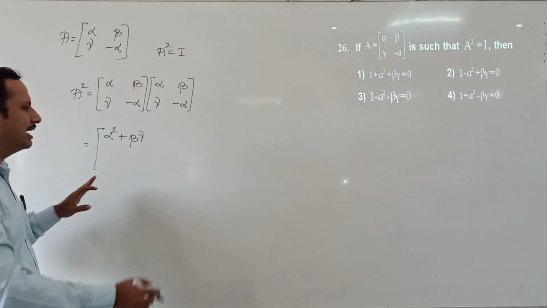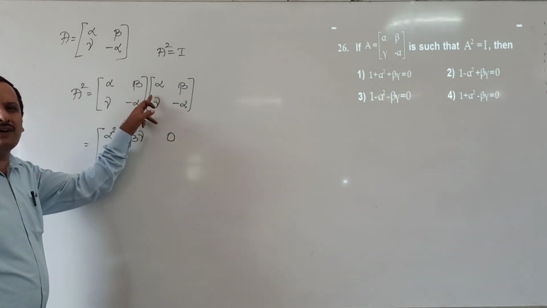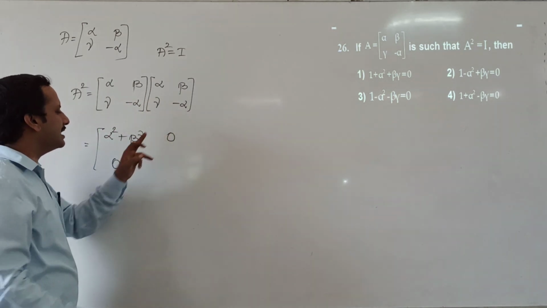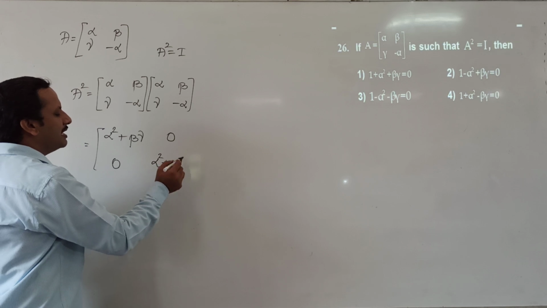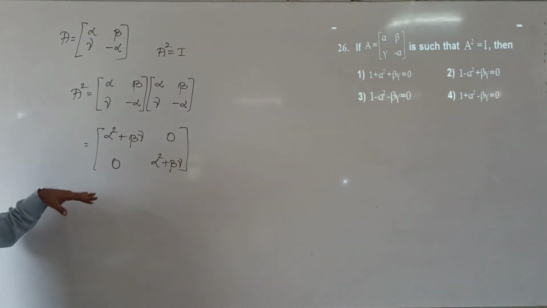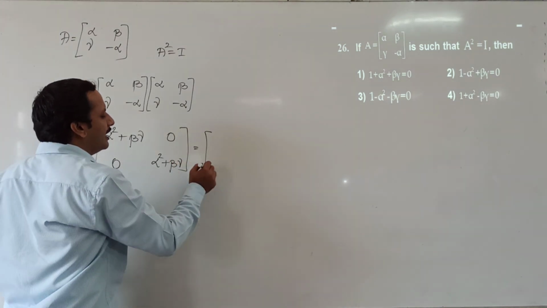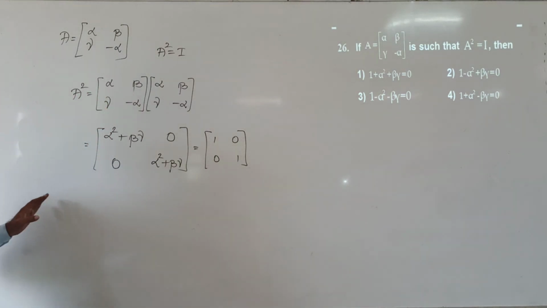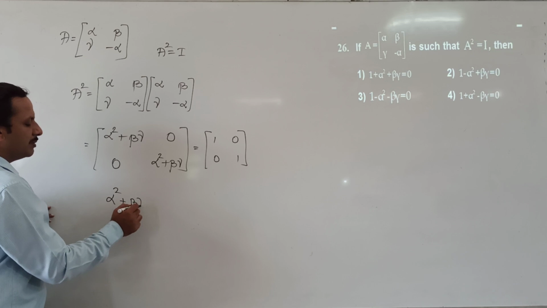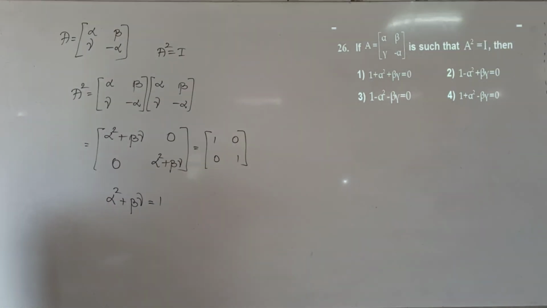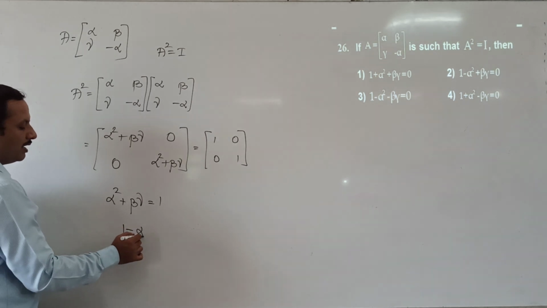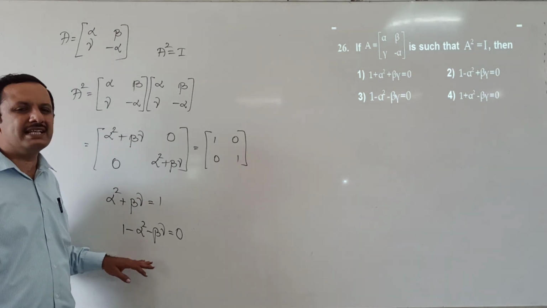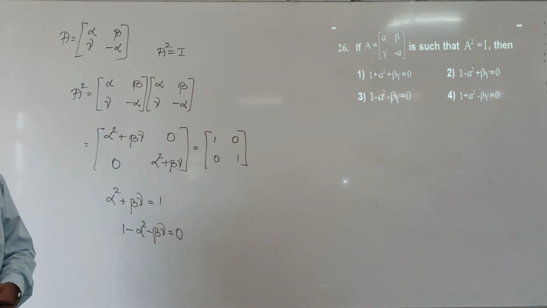Alpha beta minus beta alpha, which is 0. Then gamma alpha minus alpha gamma, 0. Gamma beta, that means beta gamma plus alpha square, or I can write as alpha square plus beta gamma. It is given that this is equal to identity. Identity is 1, 0, 0, 1. Now equate them. What do you get? Alpha square plus beta gamma is equal to 1. Take this to RHS: 1 minus alpha square minus beta gamma is equal to 0. Third option.